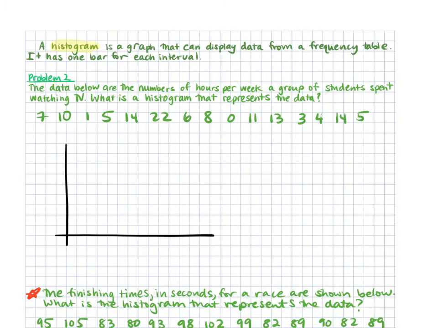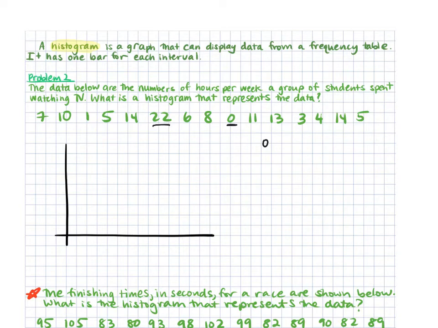Okay, so now we're moving on to histograms. A histogram is a graph that can display data from a frequency table and has 1 bar for each interval. So we're going to move on to problem 2. The data below are numbers of hours per week a group of students spent watching TV. What is the histogram that represents the data? Well, first we need a frequency table. So let's look and see. We have 0 as the lowest, and then what's the highest number of hours per week? 22.